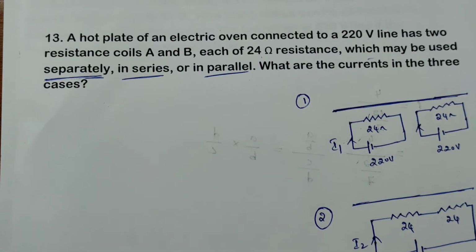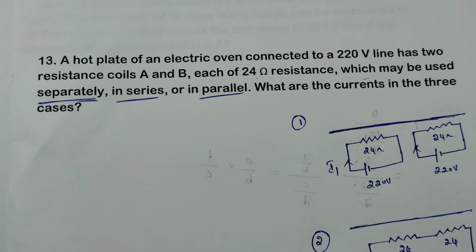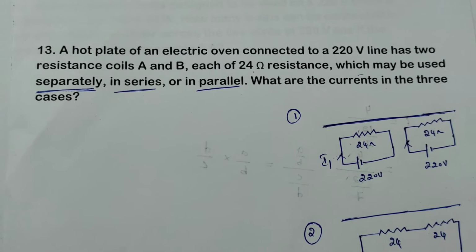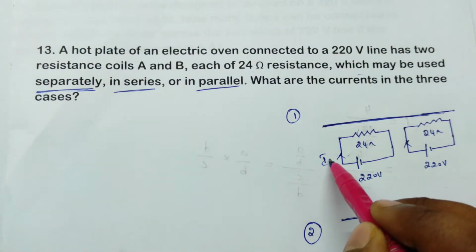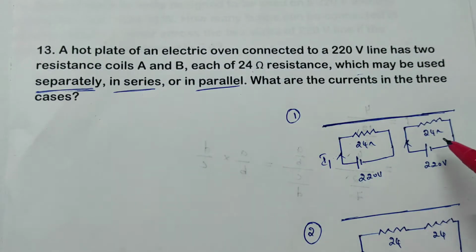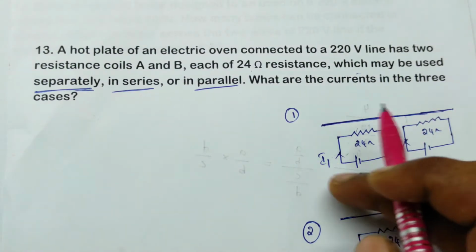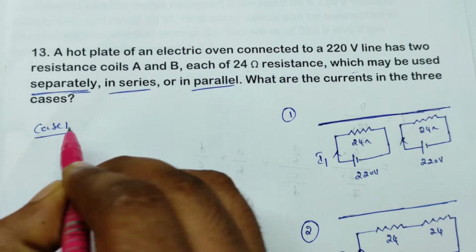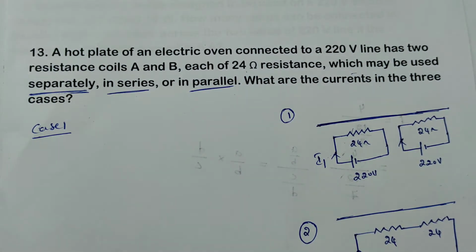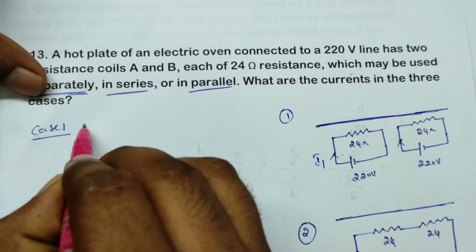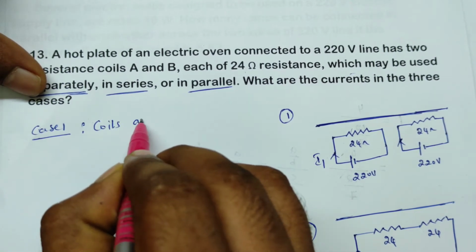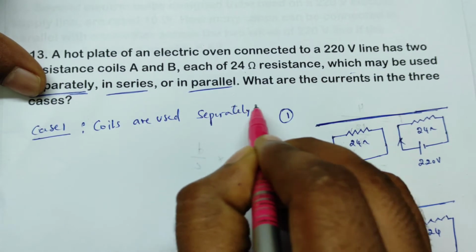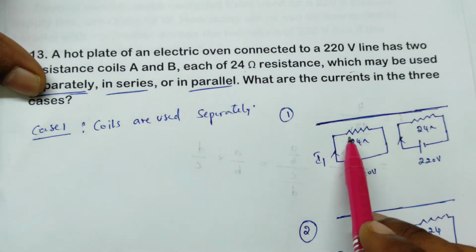So how to find it? That is our big challenge now. First I will take the first case. If I find I1, the same current will pass here because it is an exactly identical circuit. How to find I1? Simple, Ohm's law. So what is case 1? Coils are used separately.